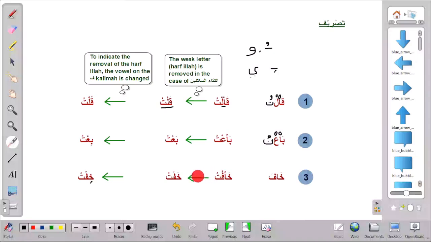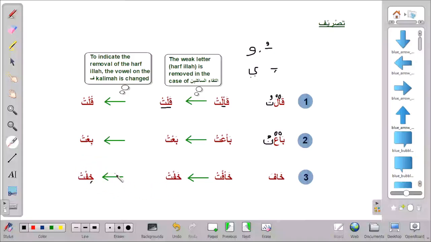So you remove one of the letters with the sukoon, and that will be the weak letter. That's the harf illa. So you now have khaftu. But to indicate that you removed something, we change the vowel on the first letter. How do we change it? We look at the mudari. The mudari is what? Yakhafu. So it's not having waw or ya. It's yakhafu. It's still alif there. And I said when you have that, you simply change it to kesra. So you have khiftu. I hope that is clear.